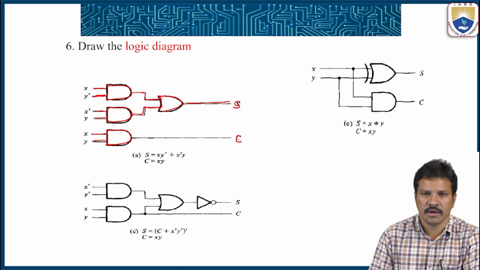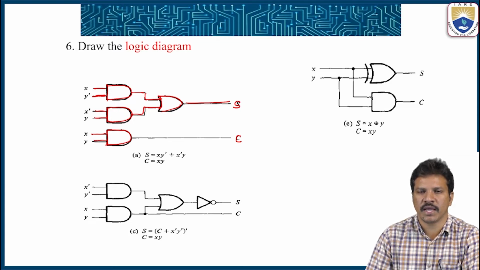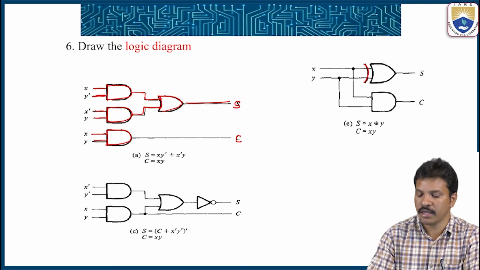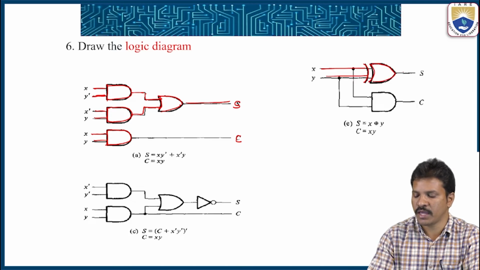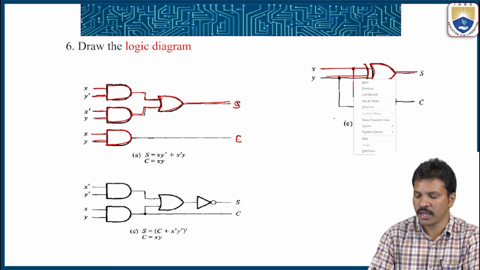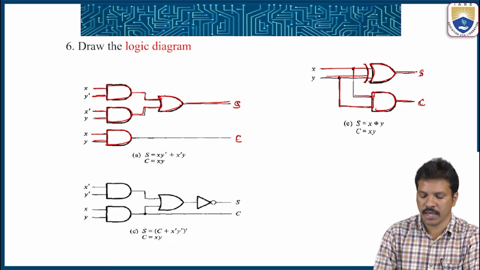Otherwise, in previous lectures we have already studied that xy bar plus x bar y looks like an XOR gate operation. So directly we can take the inputs x and y and feed them to an XOR gate. It performs a bar b plus a b bar, like x bar y plus xy bar. And the same x and y we can take with an AND gate, and you will get sum and carry.